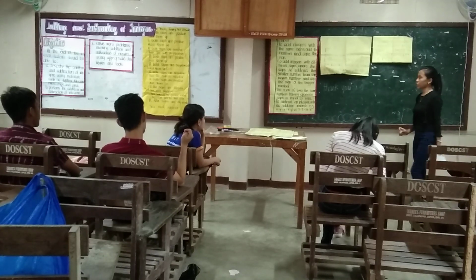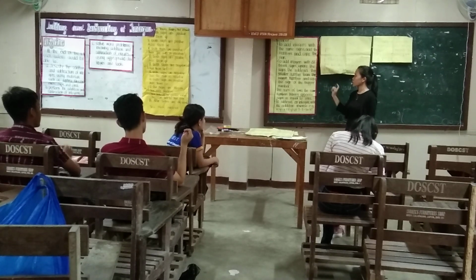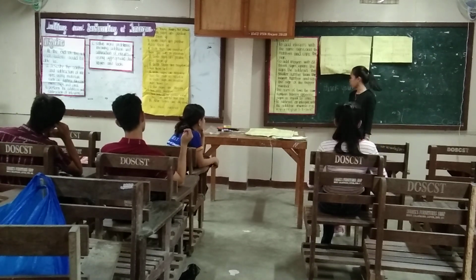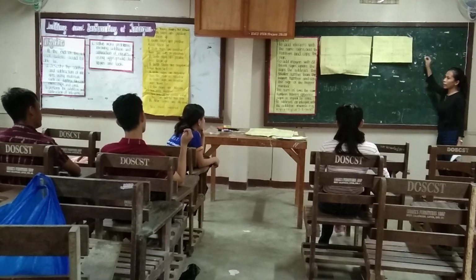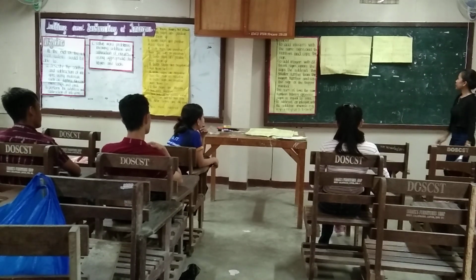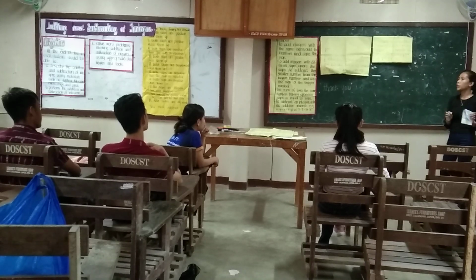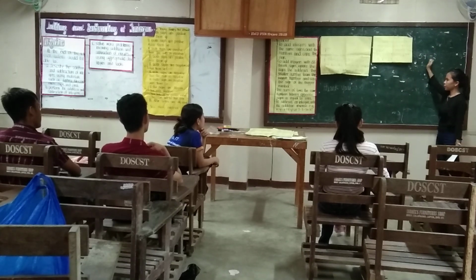So to add integers with different signs, ignore the signs, then subtract the smaller number from the bigger number and copy the sign of the bigger number. So to add integers daw, ignore sa natong ilahang signs. Then, isubtract na bo si smaller number kay bigger number. So 5 minus 2, 3.